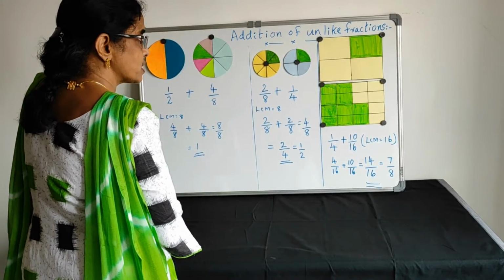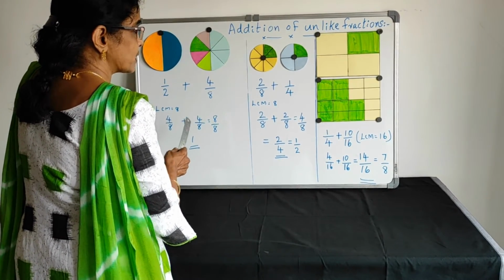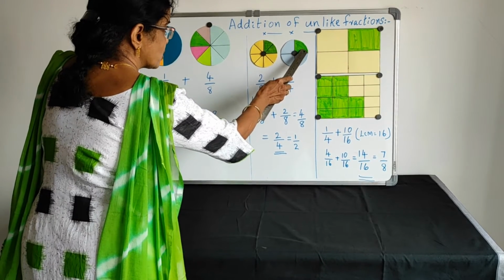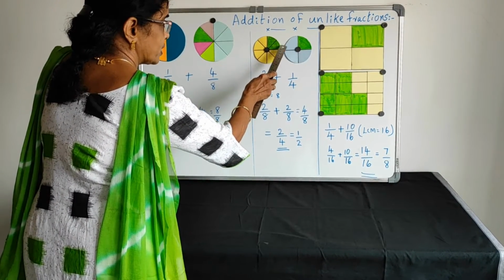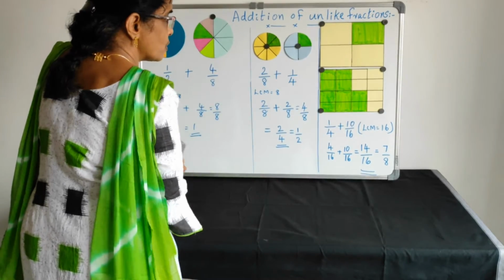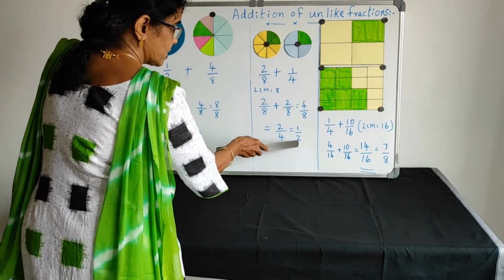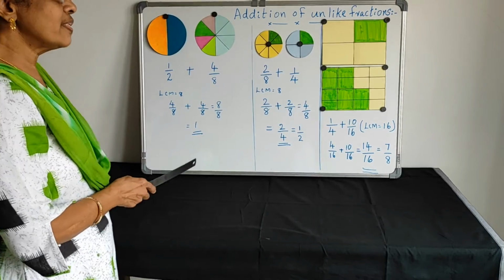Closely observe the picture. Then you will get an idea perfectly. See, this is also a quarter. 2 by 8 is also a quarter. So quarter plus quarter, 1 by 4 plus 1 by 4, we are getting half. Another example.